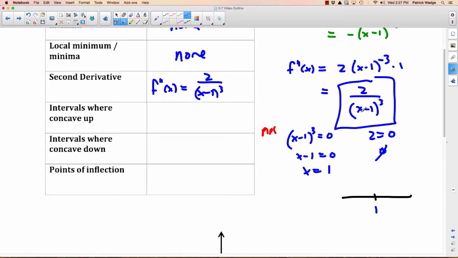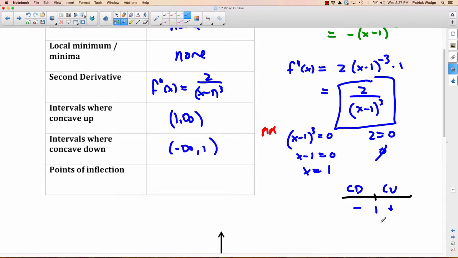So if we put 0 in there, we'd get 0 take away 1 is -1. -1 cubed is still negative. Positive divided by negative is negative. So this is concave down. If we put 2 in there, 2 minus 1 is 1. 1 cubed is 1. 2 divided by 1 is positive. This is concave up. So it's concave up from 1 to infinity. It's concave down from -infinity to 1.